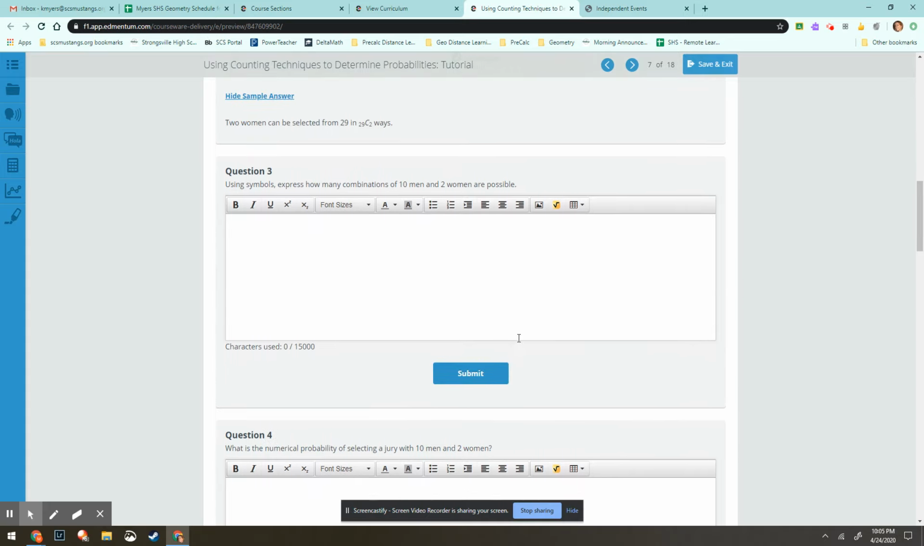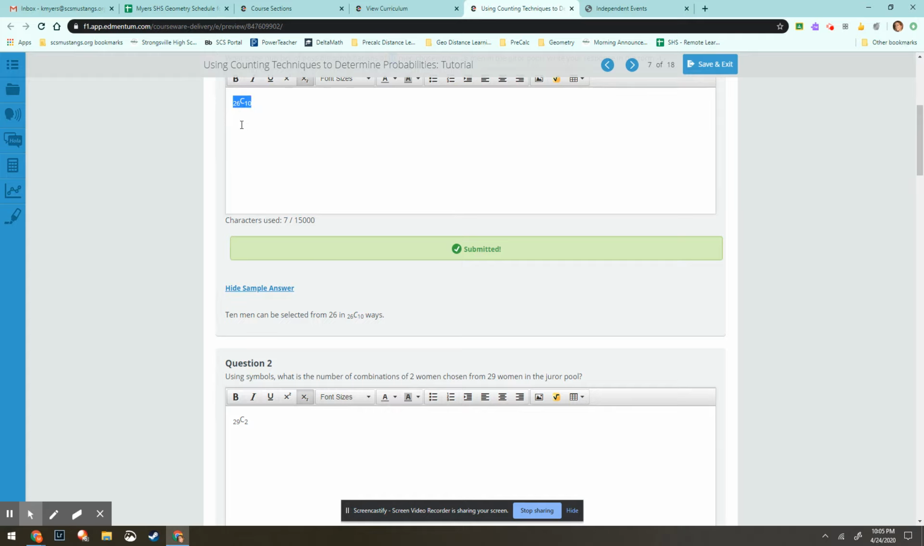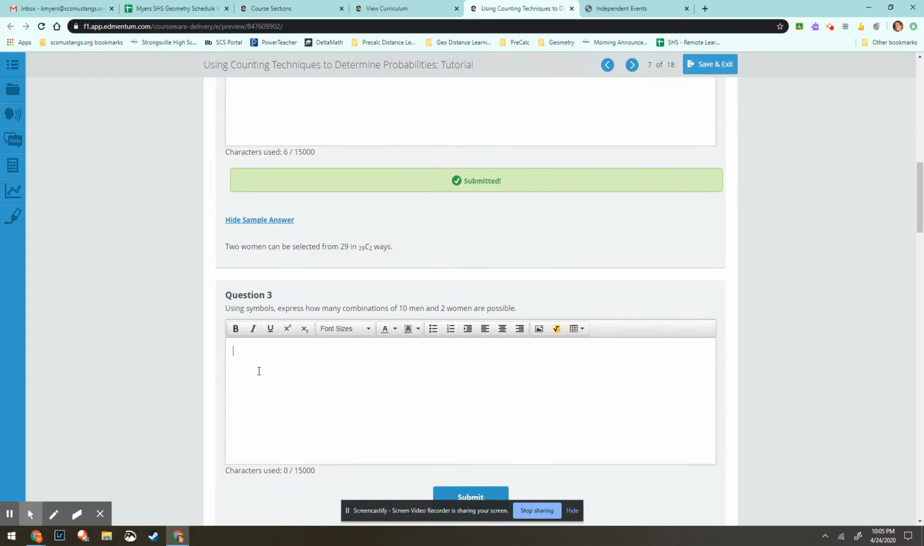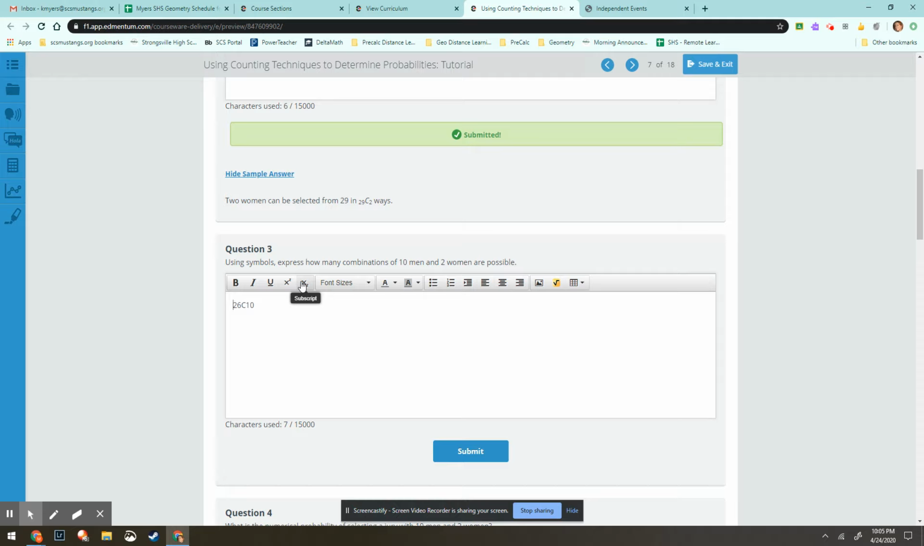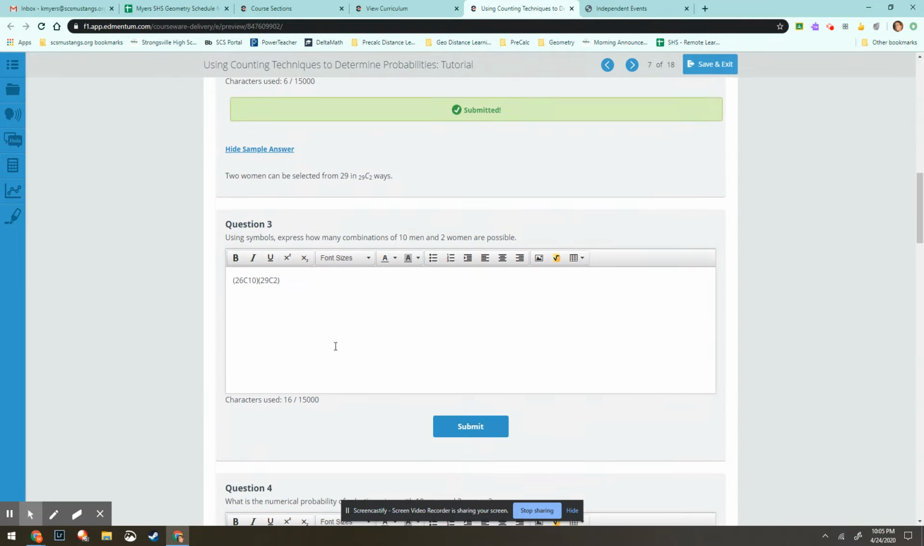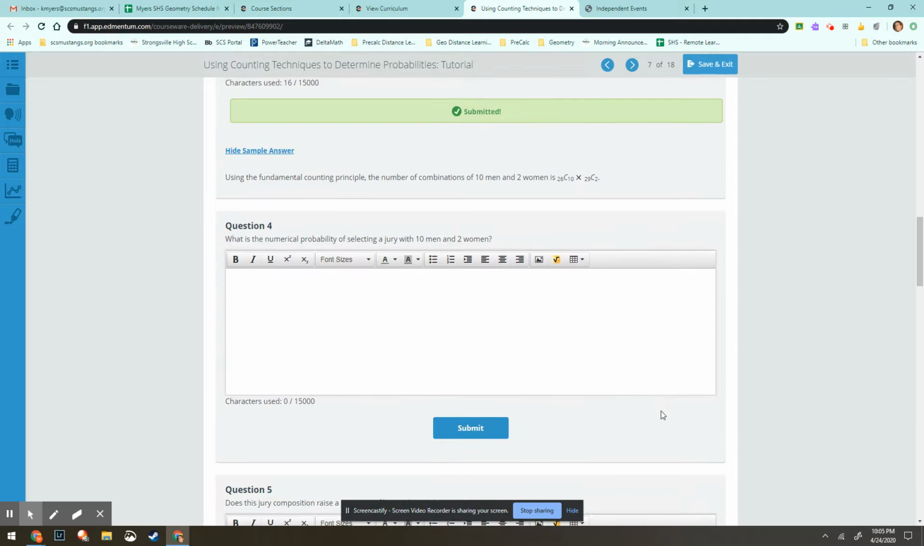Using symbols, how many combinations of 10 men and 2 women are possible? What we're going to do is take our answer from that first problem, which I'm just going to copy. I could put it in parentheses just so that I know that it's separate. 26 choose 10, and then the other one was 29 choose 2. Basically, multiply these 2 answers that we had. And that's what they have right here: 26 choose 10 times 29 choose 2.